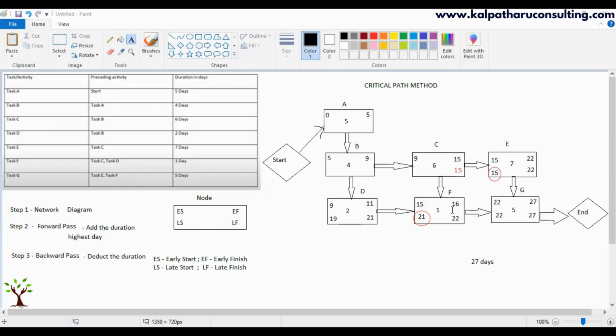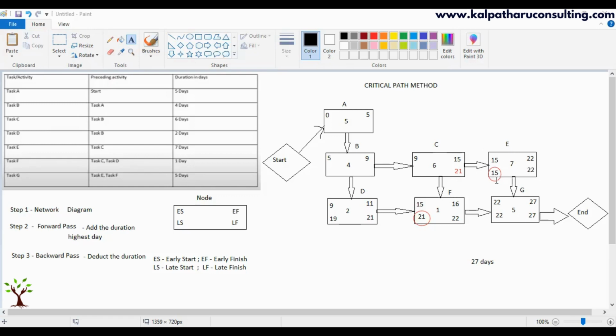Okay. I have to start E on when? 15th. I have to start F on? 21st day. Okay. If C is completed on the 15th day, I can start E on the 15th day. Yes, I can start F on the 21st day. Okay. You get it? Right. Yes, got it. On the other hand, if I take the highest number, 21, then if C is completed on the 21st day, I can start F on the 21st day, but I will not be able to start E on the 15th day because C is getting over.